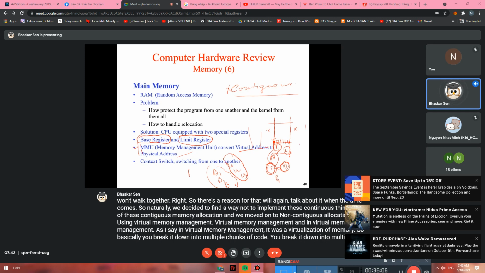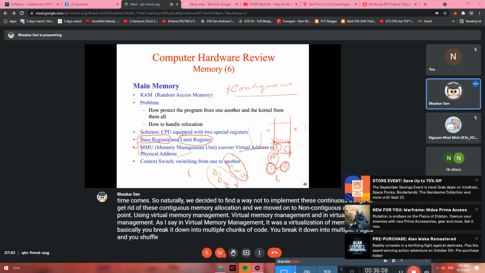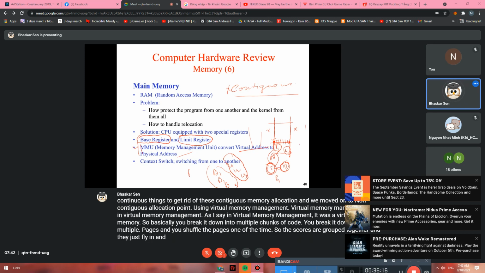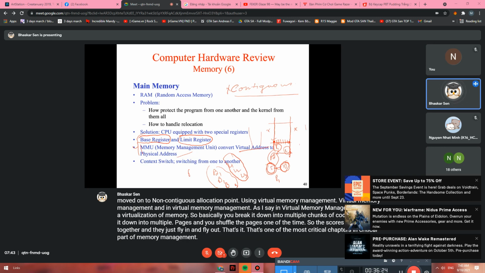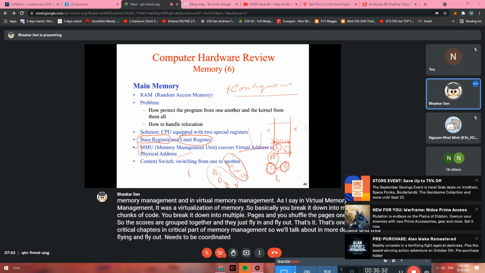pages and you shuffle the pages one at a time. So these codes are grouped together and they just fly in and fly out. That's it. That's one of the most critical parts of memory management. Okay, so we'll talk about it in more detail. And this fly in and fly out needs to be coordinated by someone.